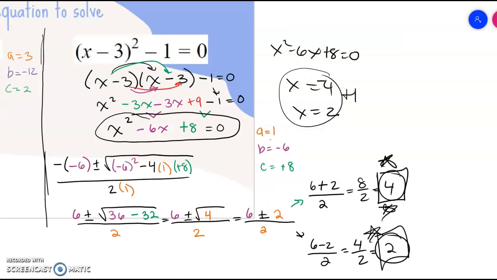Alright, so for this last one, what you actually had to do first is distribute this x minus 3. You needed to break them up because a number squared means there's 2 of them. You had to break them up, FOIL it out, and then you would get down to your standard form here, with the x squared minus 6x plus 8 equals 0. What you had to do is combine them all together. You'd get 36 minus 32 in the square root symbol. That would give you a square root of 4, which is a perfect square. And then you would get your final answers here, 4 and 2.